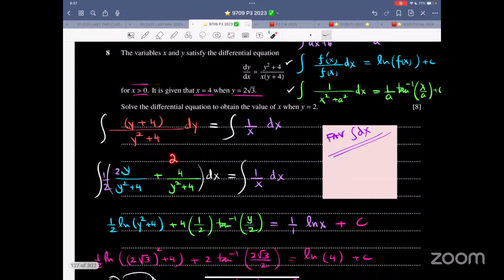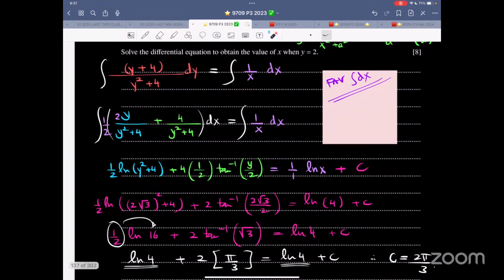4 can be written as 2 squared. That is the tan inverse. My bad. This is tan inverse, and this is 2y, because the derivative of y squared is 2y. We write a 2 over here, and in order to balance it, we write a half. So this is half ln of y squared plus 4. This is 1 over 1 ln x. C is over here.